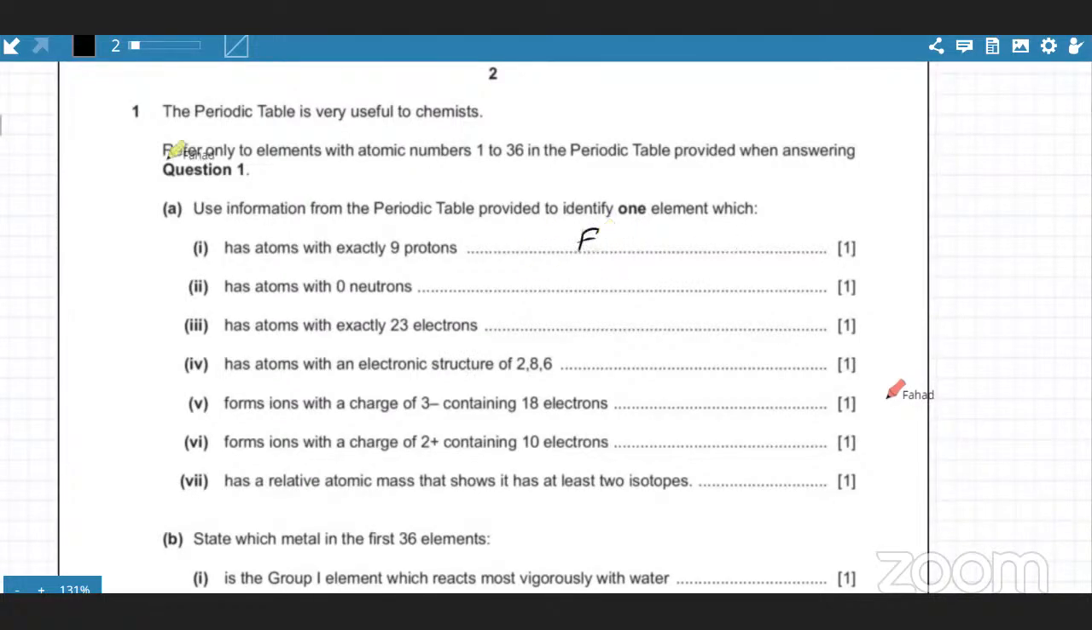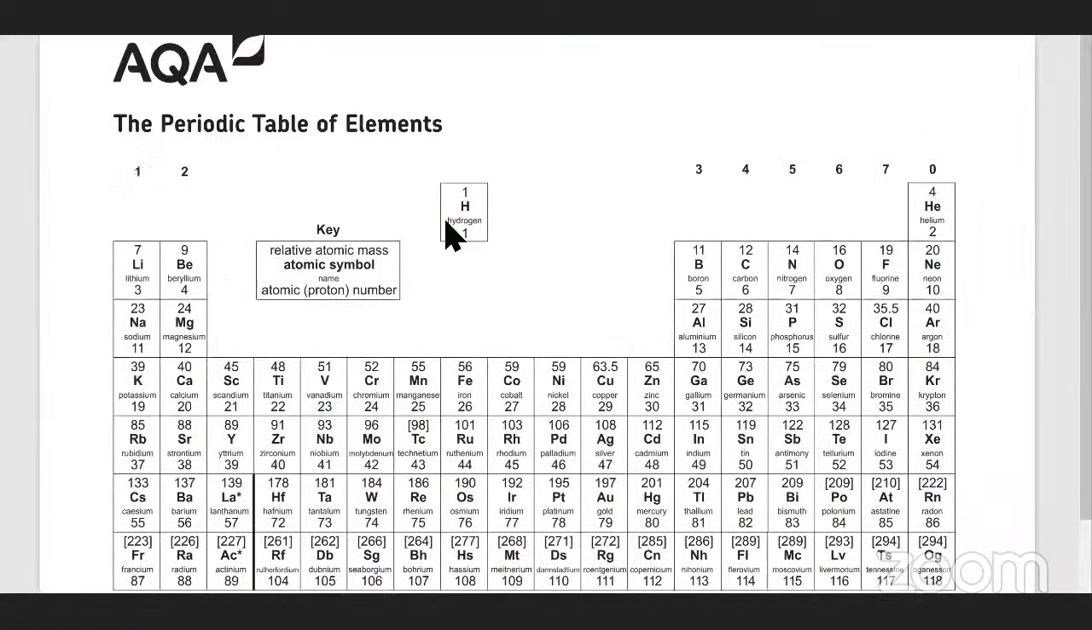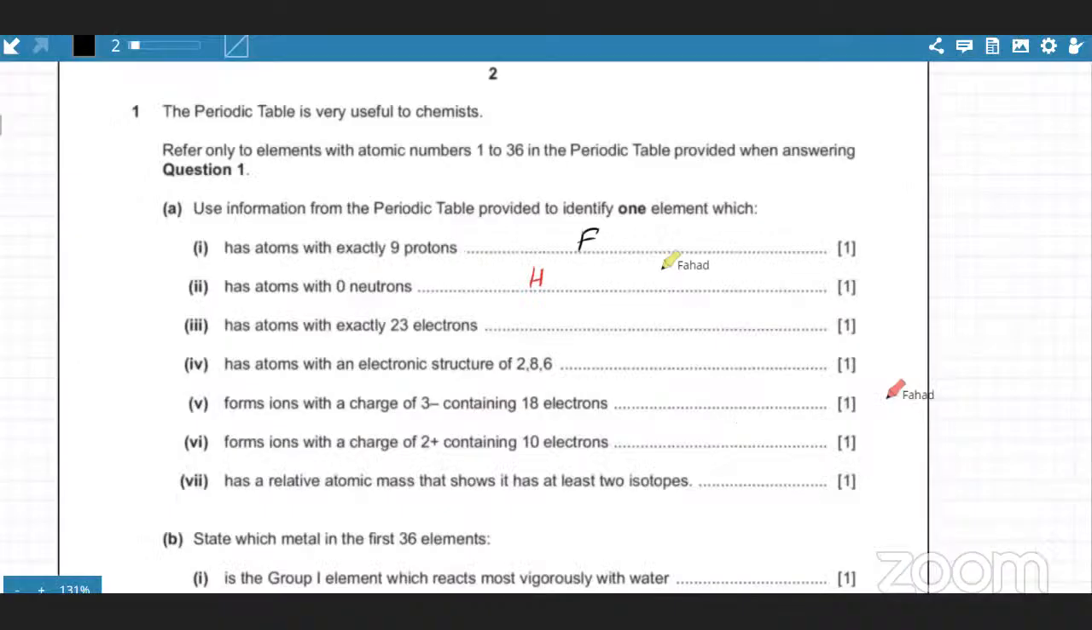Then the next part is it has atoms with 0 neutrons. That is hydrogen actually, because if you look at the periodic table, hydrogen is right over here. If you can see my pointer, it's 1, 1. The number of neutrons is the atomic mass minus the atomic number, so it's 1 minus 1, which would give you 0. So that one is hydrogen.